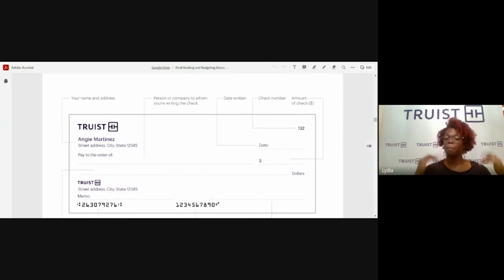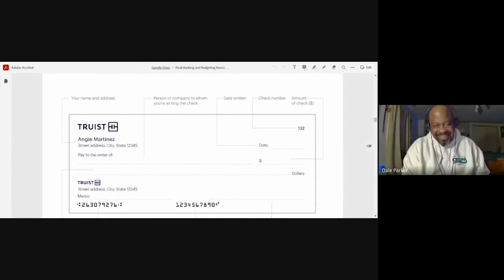But check number 133 has not cleared my bank statement yet. They're still holding on to that check. For some reason, they haven't made it to the bank, or they have not utilized any mobile deposit service for that. So you want to put a date on it.